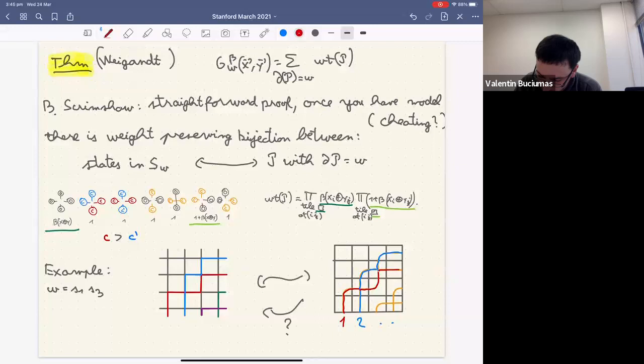And red will have to keep going right. So this, and then similarly, I can color these two paths. So basically, this gives me a unique way to go from the bumpless pipe dream to a state of my lattice model.